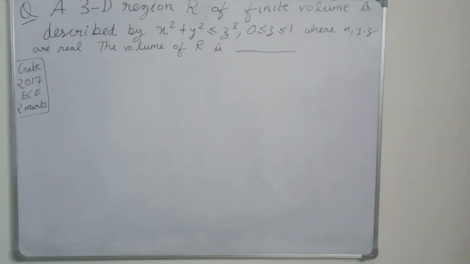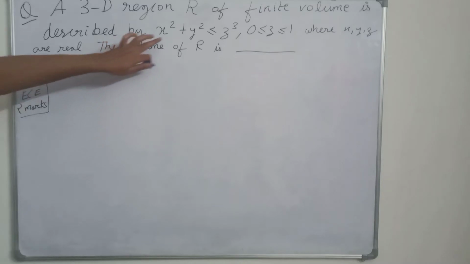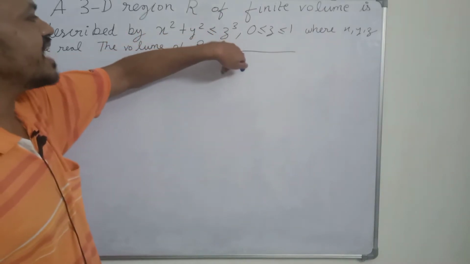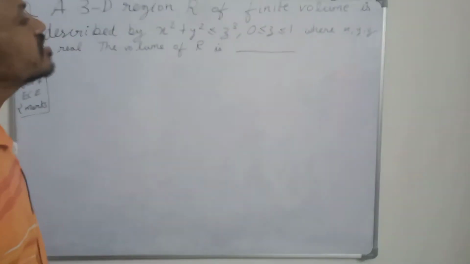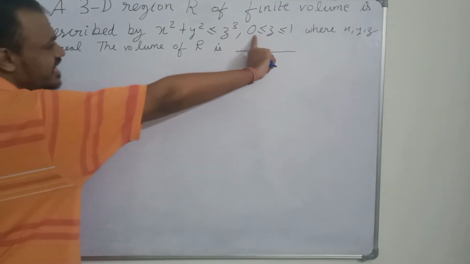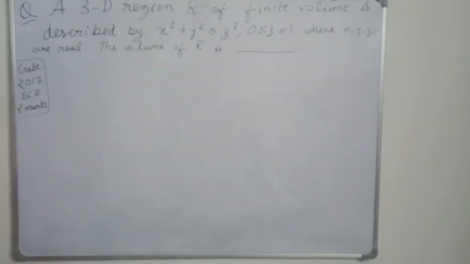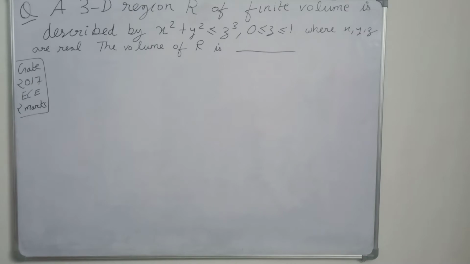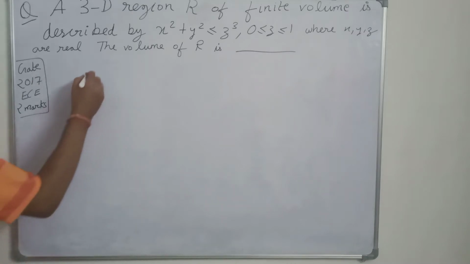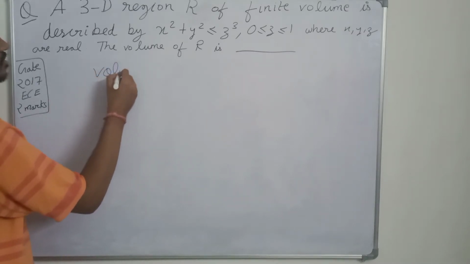So we are solving a question from GATE 2017 electronics branch, and it says that a 3D region R of finite volume is described by x square plus y square is less than or equal to z cube, for z between 0 and 1, and x, y and z are real. So we have to find the volume of R.